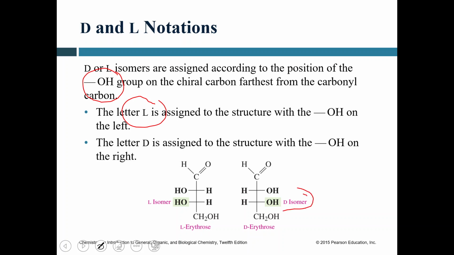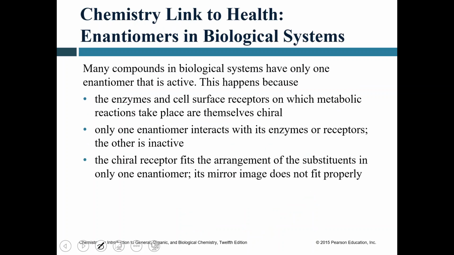So let's take a look. For instance, in L-erythrose, the atom that is farthest from the carbonyl is this one. Hydroxyl group is on the left, it's L isomer. In this example, hydroxyl group is on the right, it is a D isomer.